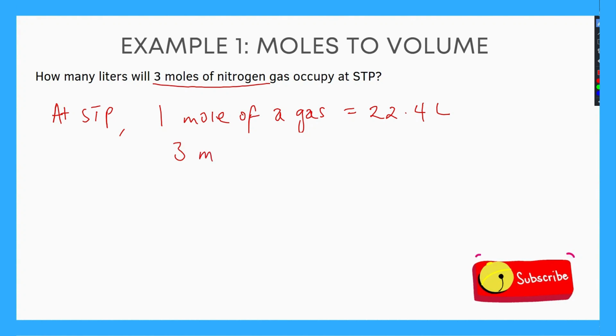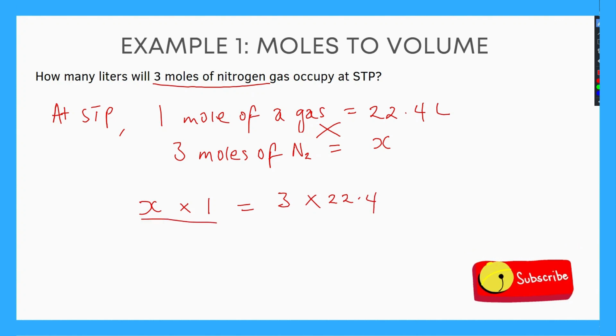So 3 moles of nitrogen, N2, will now occupy X, since we don't know the volume it will occupy. If we cross multiply, this becomes X times 1 is equal to 3 times 22.4. X multiplied by 1 is the same thing as X. 22.4 times 3 gives us 67.2 liters.